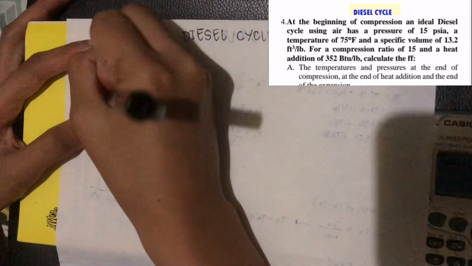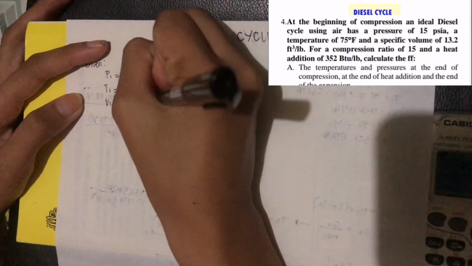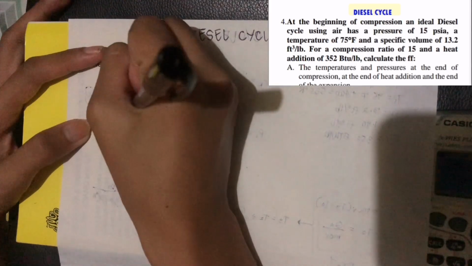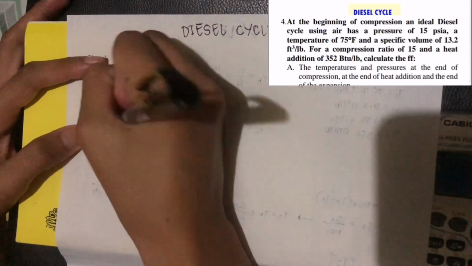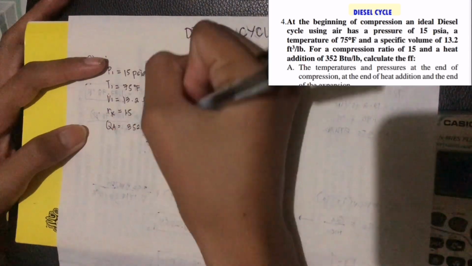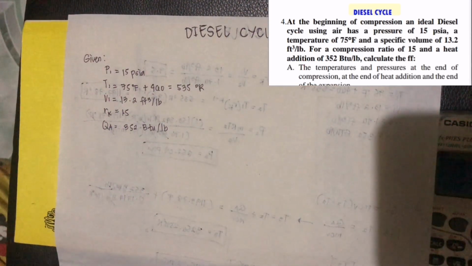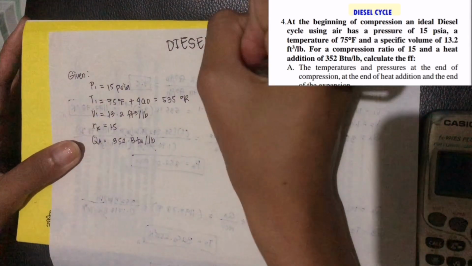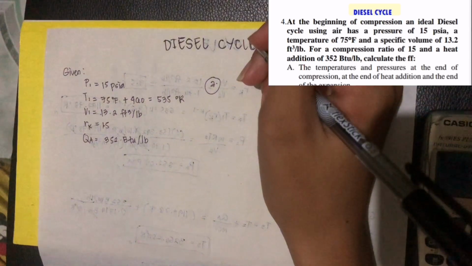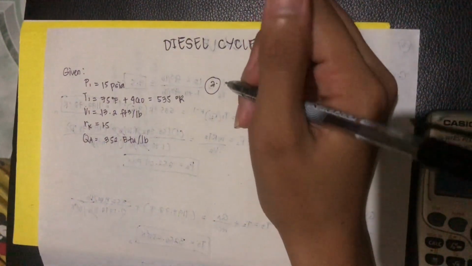Then volume 1 is 13.2 cubic feet per pound. Then the compression ratio RK is 15. Then the heat added is 352 BTU per pound. So letter A: first, calculate the temperature and pressure at the end of the compression, at the end of the heat addition, and at the end of expansion.